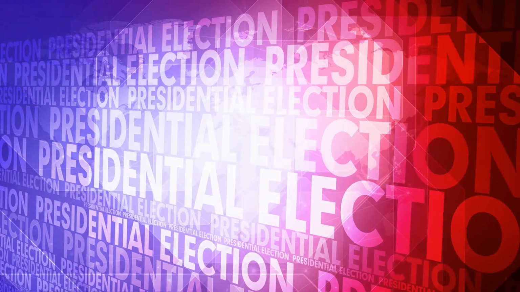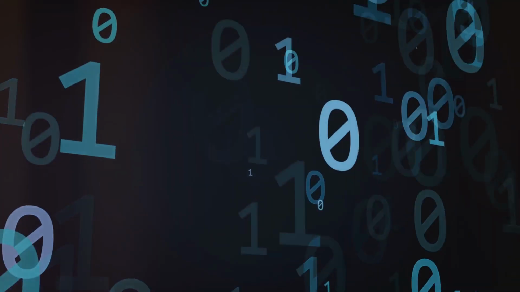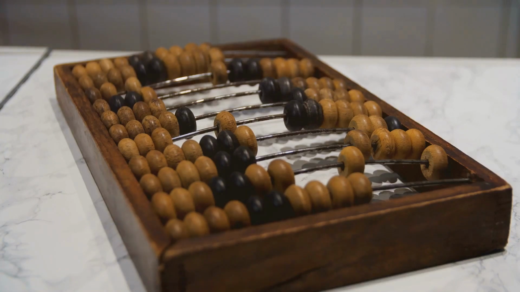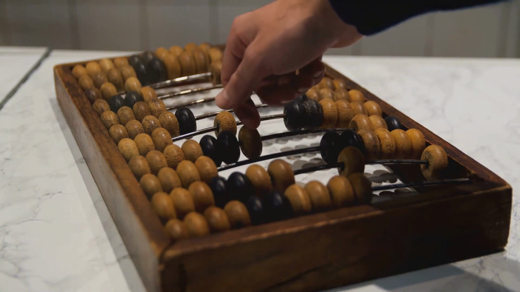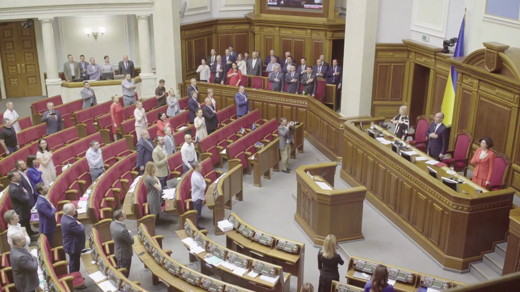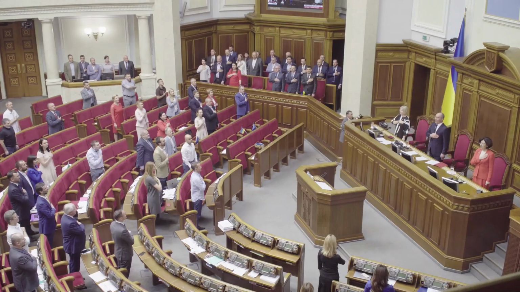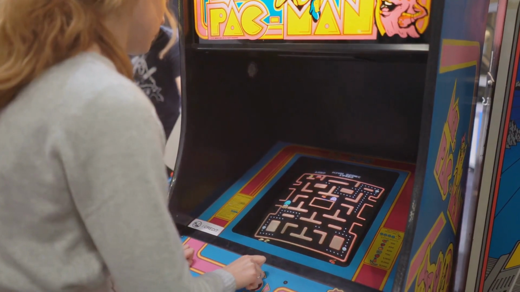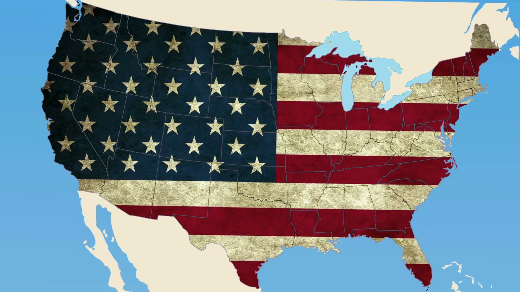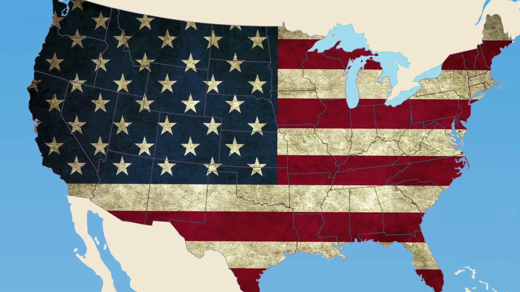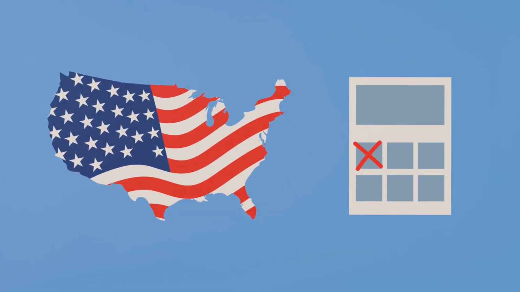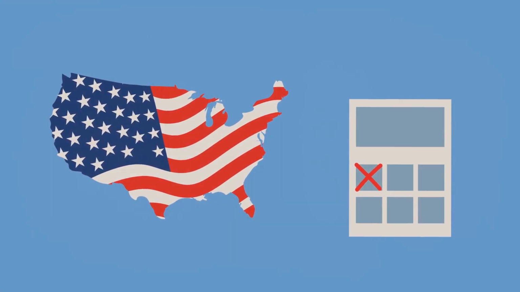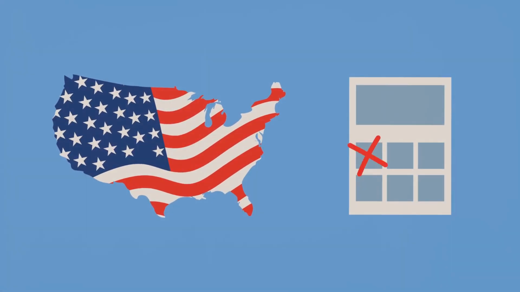So, how does the Electoral College work? Let's break it down with some simple math. It's not complicated, it's just counting with a few extra steps. Each state gets a number of electoral votes based on its population and its representation in Congress, the number of senators and representatives. Think of each state as having a certain number of points. Larger states have more points to give, or electoral votes. To win the presidency, a candidate needs a majority of electoral votes, at least 270 out of 538.